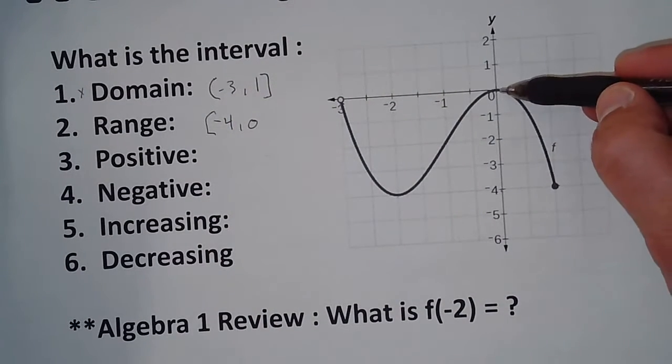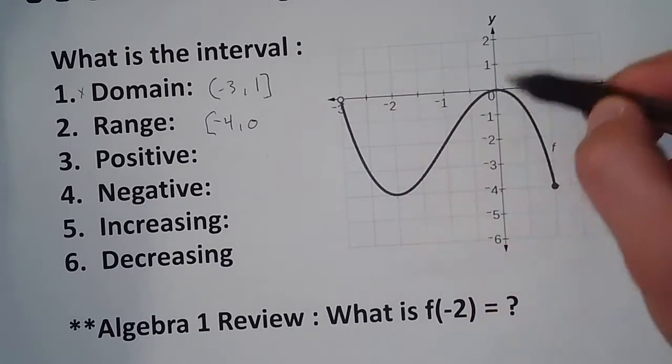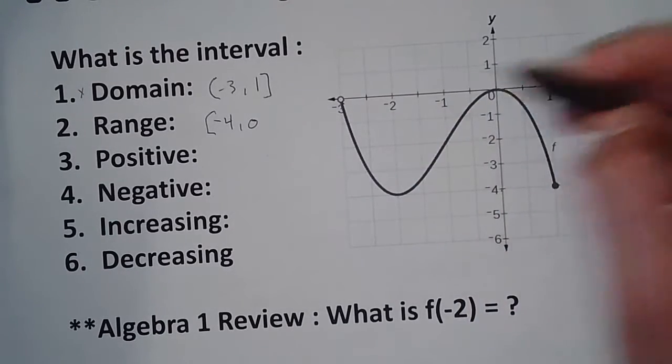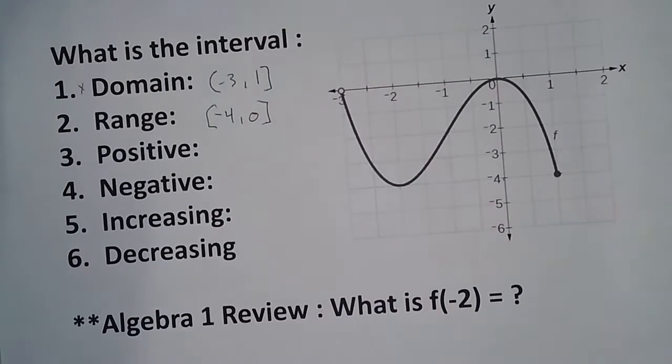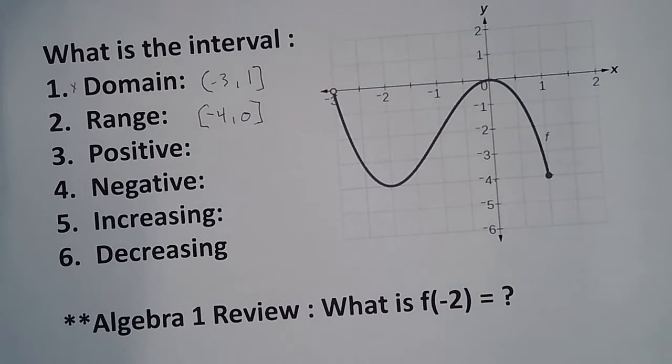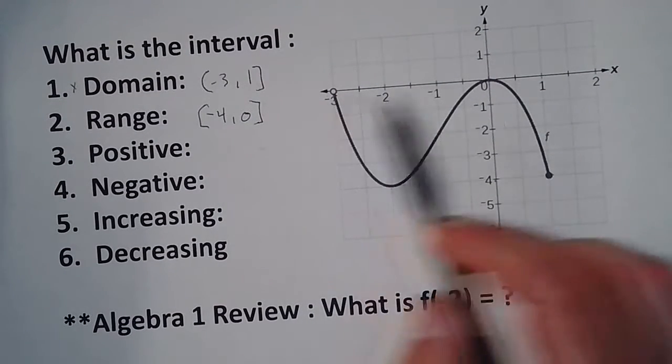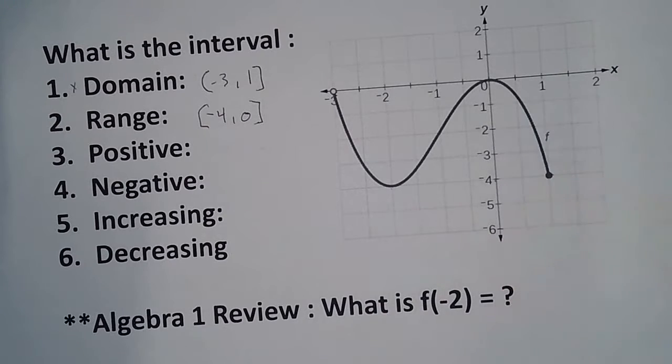Now 0 is a tricky one. It's not included there, but it is included here because it's on the line. So the 0 actually should have a bracket on it because of it. Because if it's included somewhere, but not here, it still is included at least once, which means it is part of the graph.